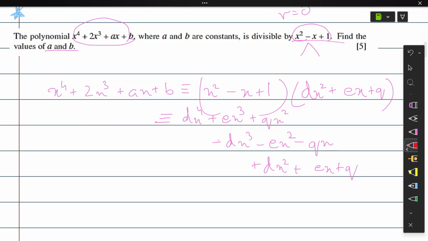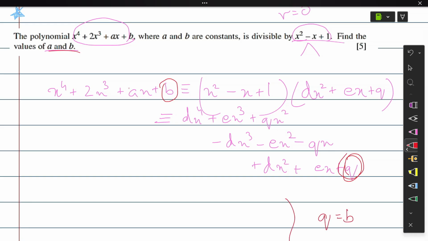Now compare the coefficients. But let's do it smartly. How would you know that you need to find a and b directly? We know b is a constant term, right? So what are the values here that are constants? q itself is a constant. All the rest of them have a variable next to them, right? So we're just going to take q. So we already know q is equal to b.